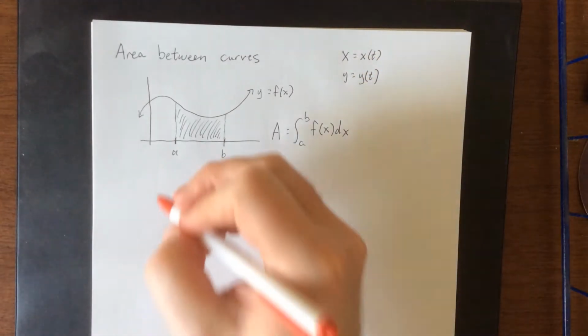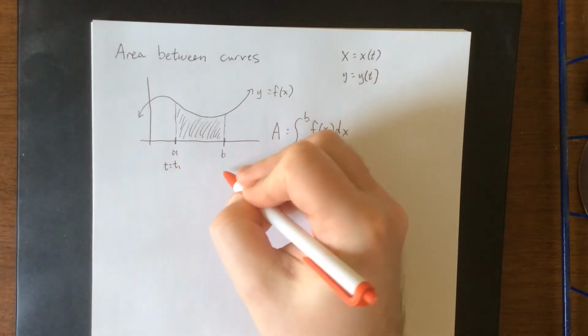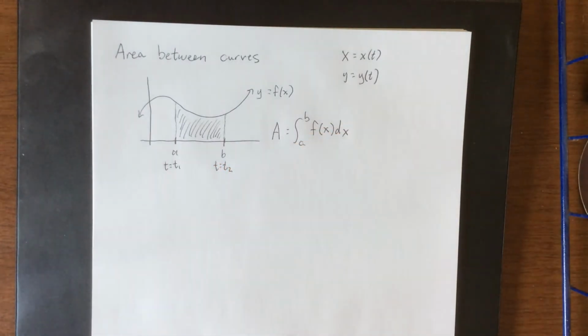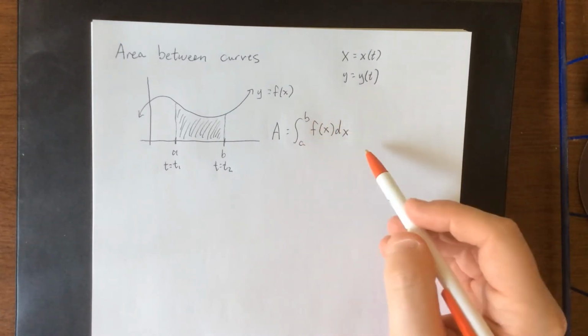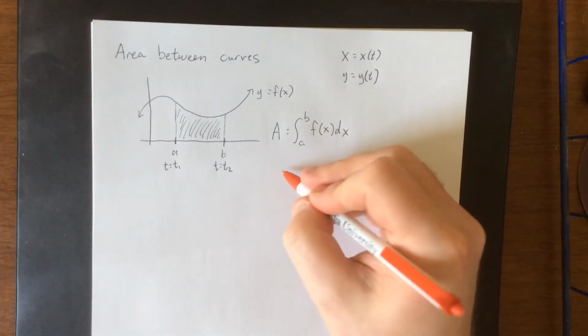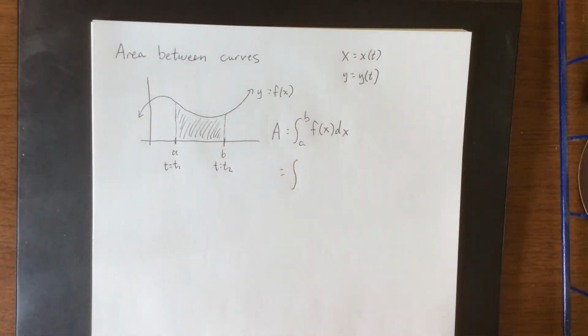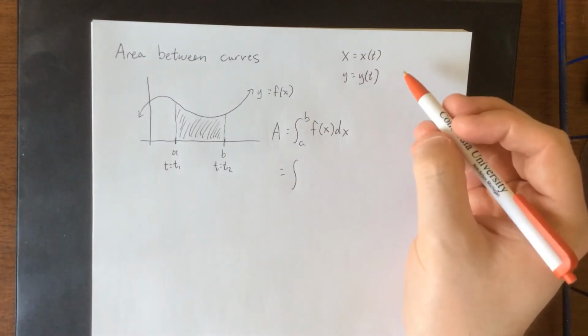So first thing we're going to need to do is associate a couple of t values with these. We'll say t equals t1 for the lower one, and t equals t2 for the upper one. So what we're going to do is just take everything that's in this expression and translate it so that it's in terms of t. Now first off, the substitutions that we're going to be making is that x is essentially going to be x of t.